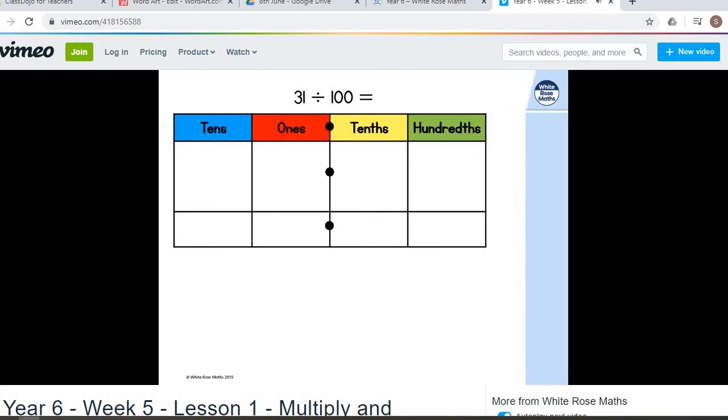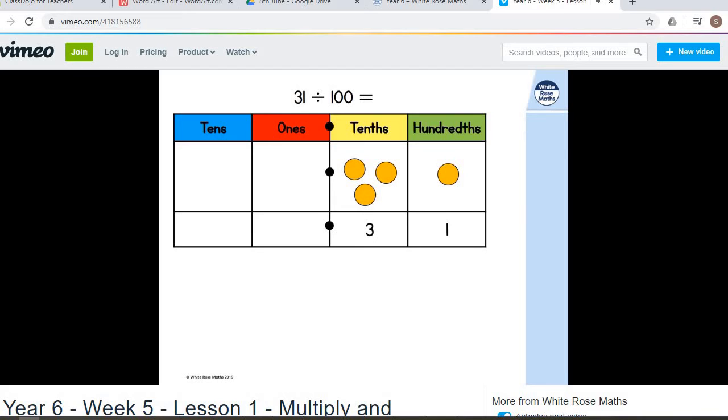Let's think about using a place value chart to help us. Here's a number, 31. We're going to divide it by 100. So 1 divided by 100 would be moved 2 places to the right, which would be 100th. And 10 divided by 100 would be 2 places to the right, which would be 3/10.